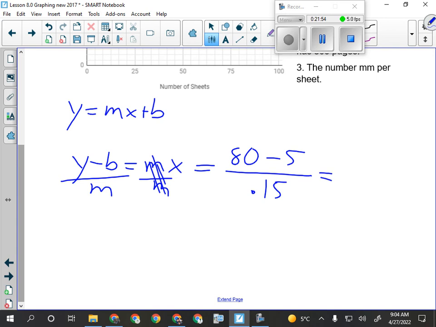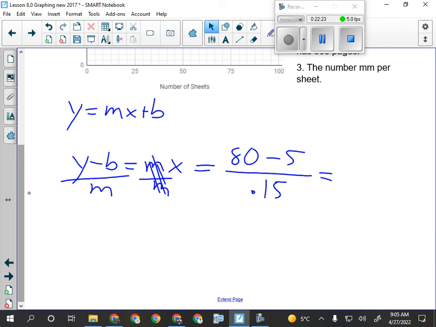Okay, so what I'm doing is going millimeters minus millimeters. So I'm taking the 80 millimeters and subtracting the 5 millimeters of the cover, so I know how thick just the sheets are. Then I'm dividing by how many millimeters per sheet, which will leave me with sheets, right? If this is in millimeters and this is in millimeters per sheet, then I'm going to be left with sheets. Okay, I'm solving for x, that's the number of sheets.